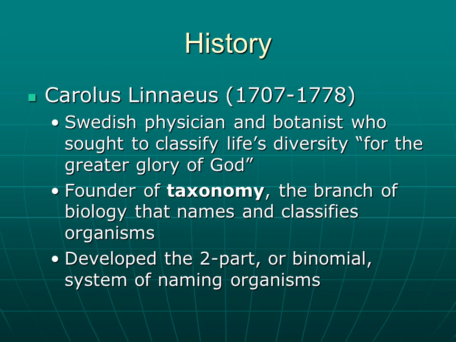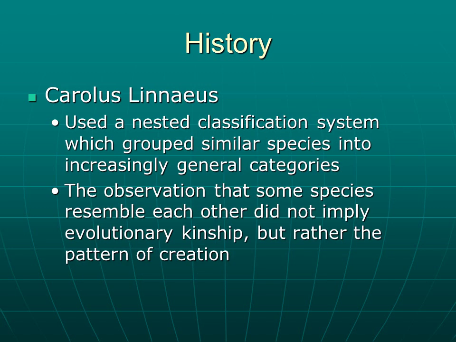He is the one responsible for developing the two-part or binomial system of naming organisms. So, for example, we often refer to an animal by its genus and species. For example, humans or Homo sapiens. So we can thank Linnaeus for that contribution. Linnaeus also used a nested classification system which grouped similar species into increasingly general categories. And he made the observation that some species resemble each other, but that didn't necessarily imply evolutionary kinship. Rather, he interpreted it as a pattern of creation.